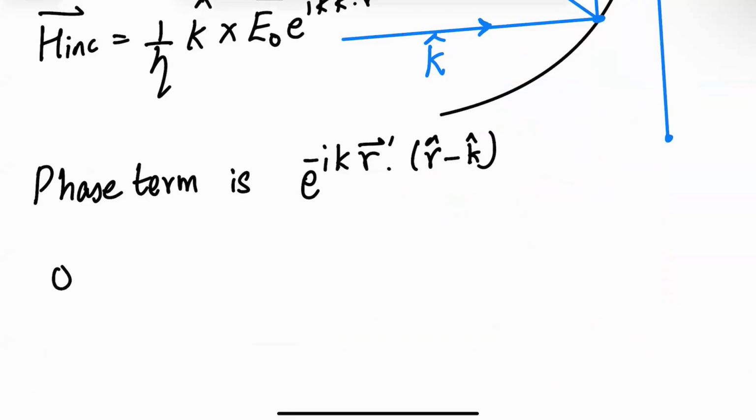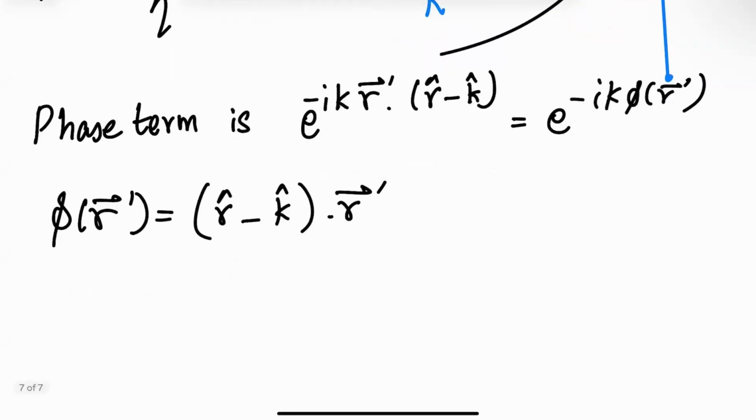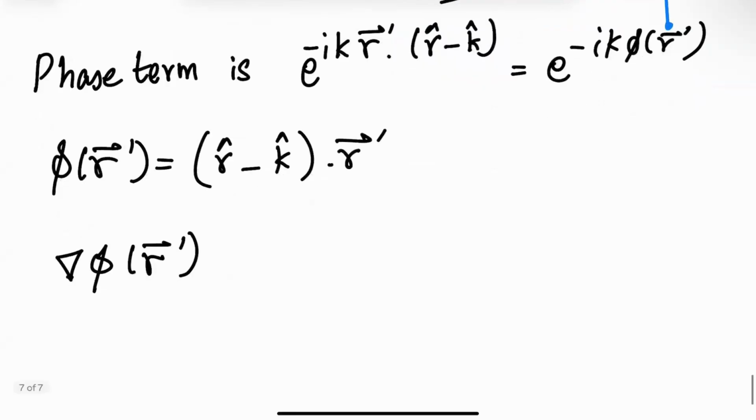Okay? So if I define this phase term as phi of r prime as r hat minus k hat dot r prime, which means I'm saying this is nothing but e to the ik phi r prime, then I need to set this one such that its gradient along r prime must be 0. Gradient dotted with some tangential direction must be 0. And that's the directional derivative.